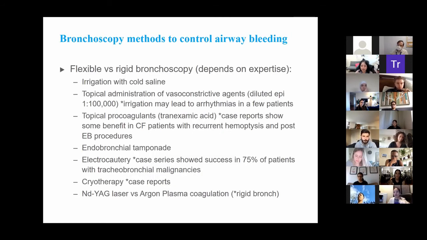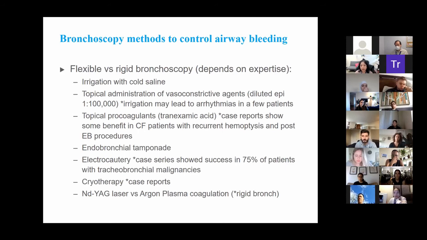Just to talk a bit about the different possibilities, there are bronchoscopic methods to control airway bleeding. This can be done with the regular flexible bronch that we all do, but sometimes it needs to be a rigid bronch, which is a stiff bronch that our interventional pulmonologists and thoracic surgeons are the only ones who use, and that's typically done in the OR. There's a lot of different methods to stop bleeding that you see in the airway.